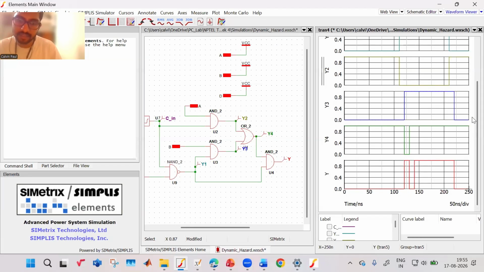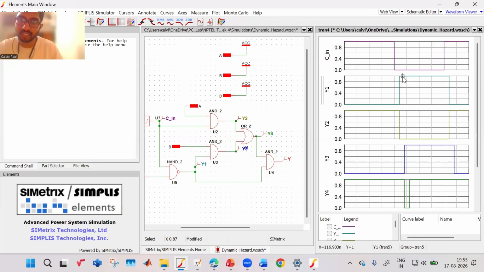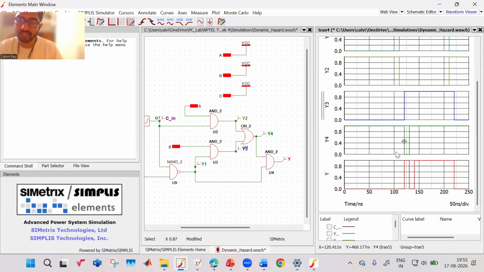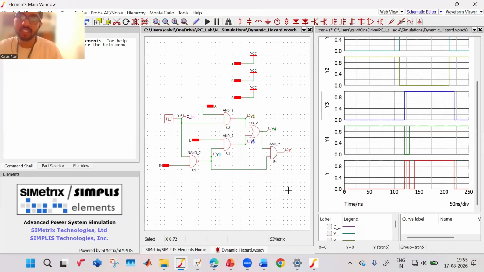But instead, there are multiple transitions in between. So this is known as your dynamic hazard. You should go from 0 to 1 and then again go back to 0, but in between there is a certain transition. And that is because of the delays in the gates, right? From Cn to Y1 there's a delay, then from Y1 to Y2 to Y3 there's a delay. All these delays contribute to your output changing in such a fashion. So this is known as a dynamic hazard. This is a simple example.